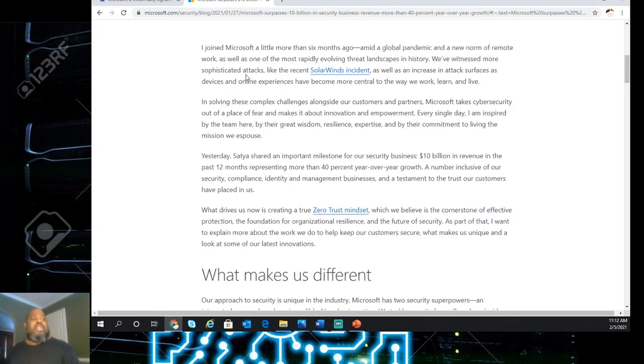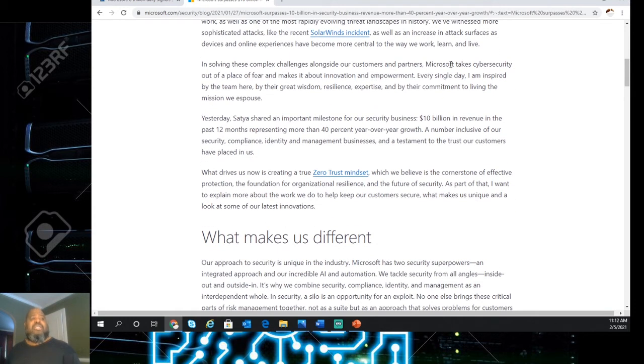We have witnessed more sophisticated attacks like the recent SolarWinds incident, as well as an increasing attack surface. Our devices and online experience have become more central to the way we work, learn, and live. In solving these complex challenges alongside our customers and partners, Microsoft takes cybersecurity out of the place of fear and makes it our most innovative and empowering. Every single day, he's inspired by his team, by their great wisdom, resilience, expertise, and their commitment to living their mission.